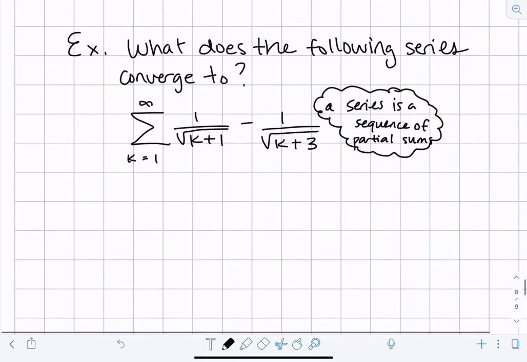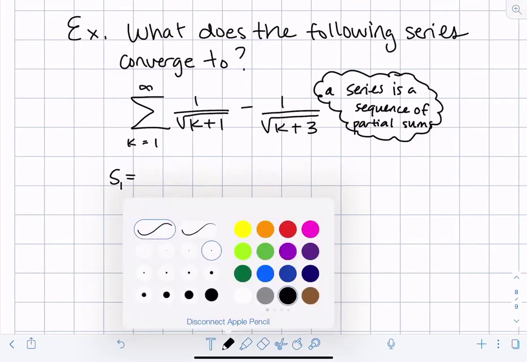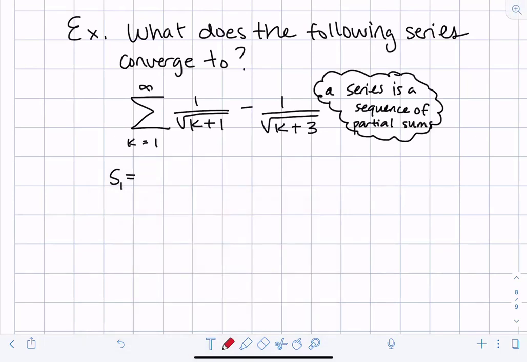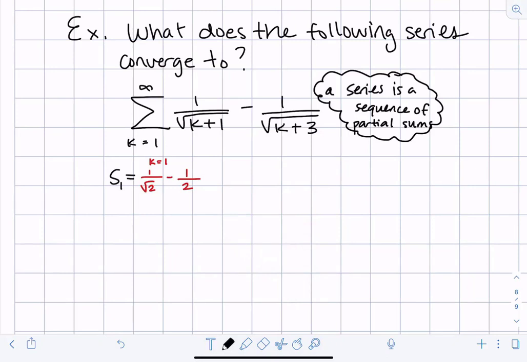So let's write a formula for our sequence of partial sums. To do this, you just start out and write a couple of the partial sums down. We use the convention capital S to let it be known that it's a partial sum. So since the series starts at 1, S1 is going to be equal to just what we get when we plug in k equals 1. So we would get 1 over root 2 minus 1 over root 4, which is 1 half. We don't really need to simplify that any further.